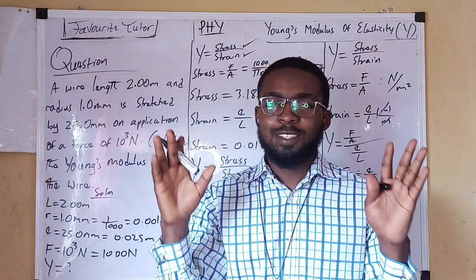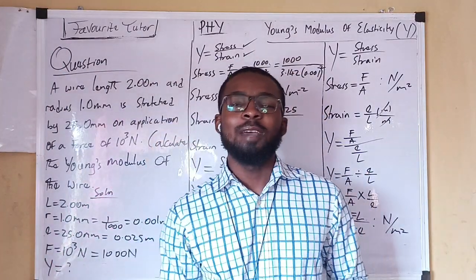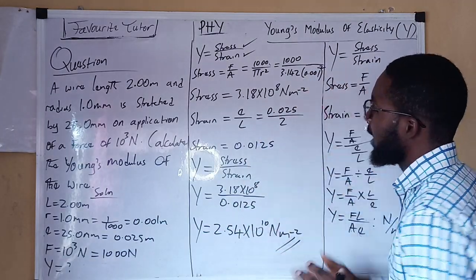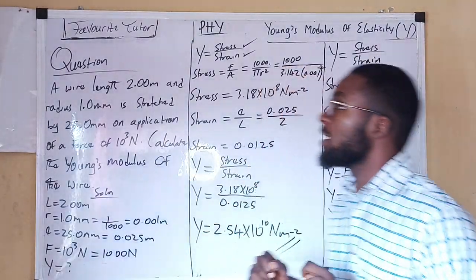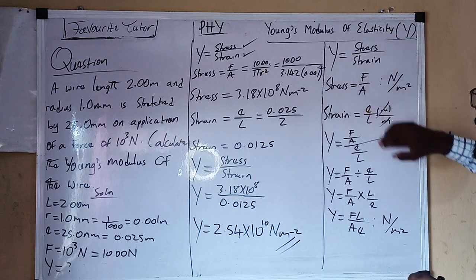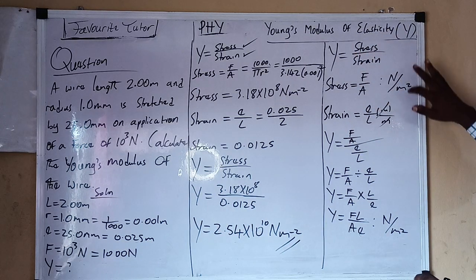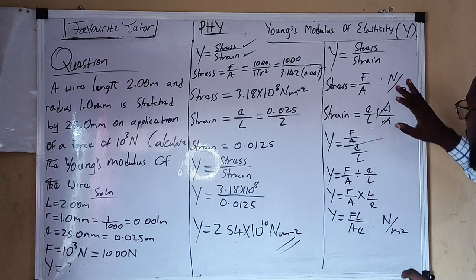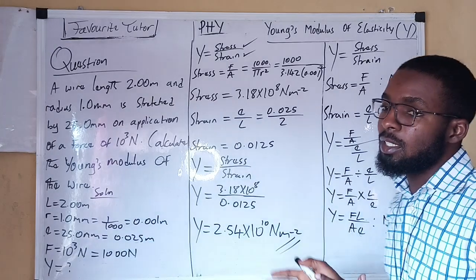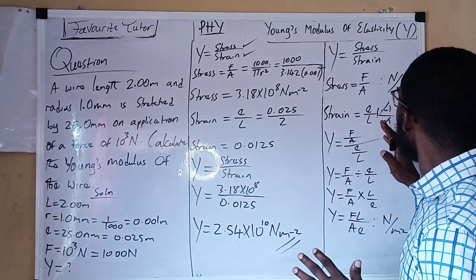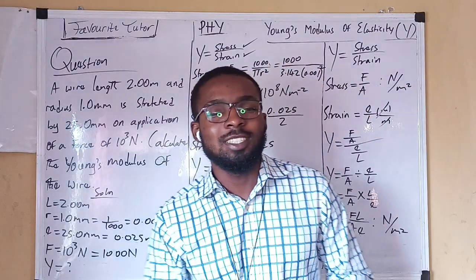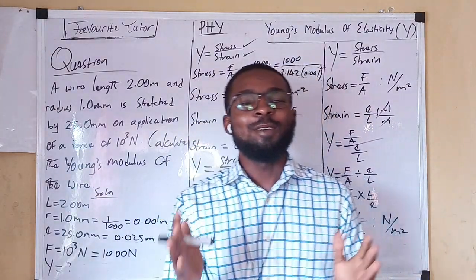All right, favorites, we have come to the end of this episode. Please take your time, you can go through it again and again. And please don't forget, Young modulus is stress over strain. The stress is force over area, in Newton per meter square, and the strain is extension over length. Strain is a dimensionless quantity.